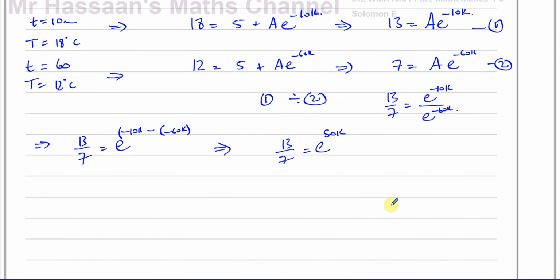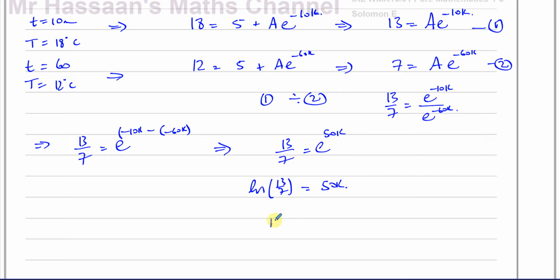Now let's take the ln of both sides. We end up with ln of 13 over 7 equals ln of e to the power 50k, because we take log to the base of the thing that the power is on. If 50k is in the power of e, we take log to the base e, which is ln. Using the power law, you get 50k times ln e. So ln e becomes 1, and you're left with 50k, and on this side, ln of 13 over 7.